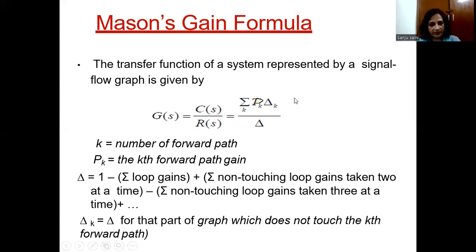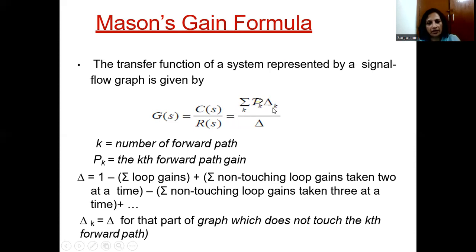So Pk is the gain of the kth forward path. So first of all, we'll identify all the paths between the input node and the output node, and then we'll calculate the gain of each and every forward path, which will be represented by Pk. So in case there are two forward paths, then the value of k will be equal to 2. So in that case, we have to take up numerator as equal to P1 delta 1 plus P2 delta 2.